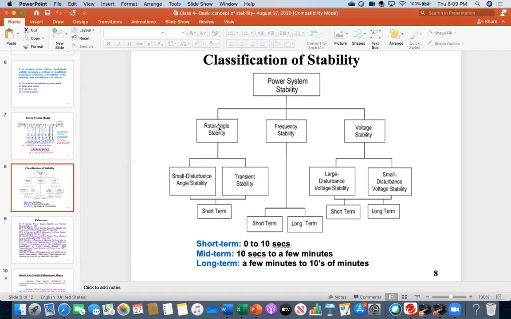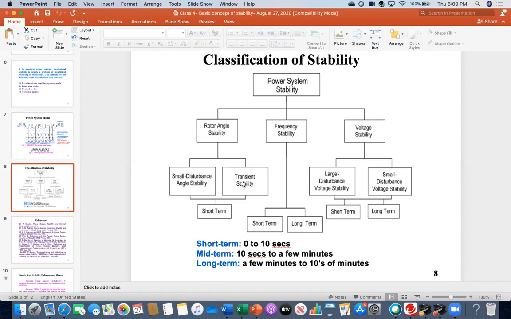So therefore, in case of rotor angle stability, both transient stability and small signal stability, those are short term. So what is the definition of short term? Below I have written, the point of interest is 0 to 10 seconds. And then I have written down the definitions of mid-term and long-term, because we are using those terms here. Mid-term means from 10 seconds to a few minutes. Long-term means a few minutes to tens of minutes, a very long time.